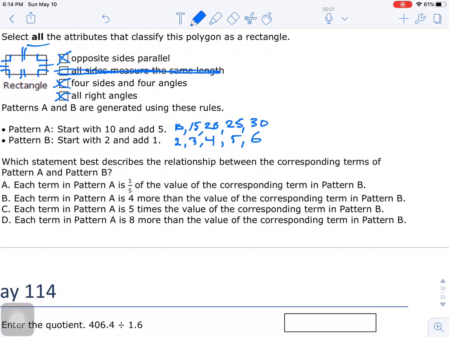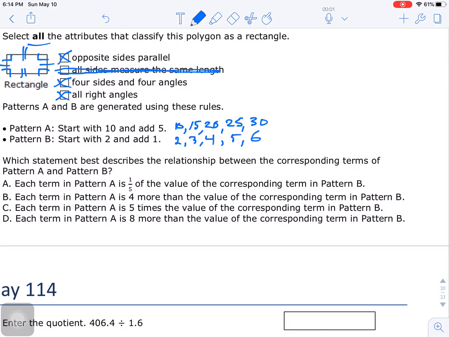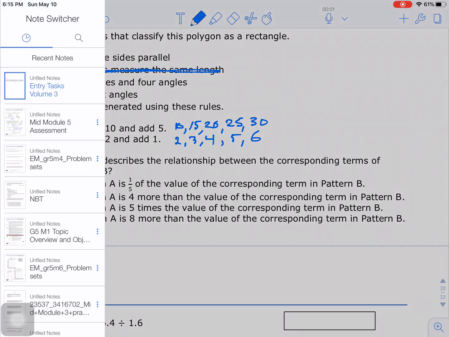All right, so which statement best describes the relationship between the corresponding terms of pattern A and pattern B? Each term in pattern A is 1/5 of the value of the corresponding term in pattern B. So pattern A is the top pattern, and we see that that is not true because those are all bigger than the corresponding terms in pattern B. So it can't be a fraction of the size. So we're going to cross out A.